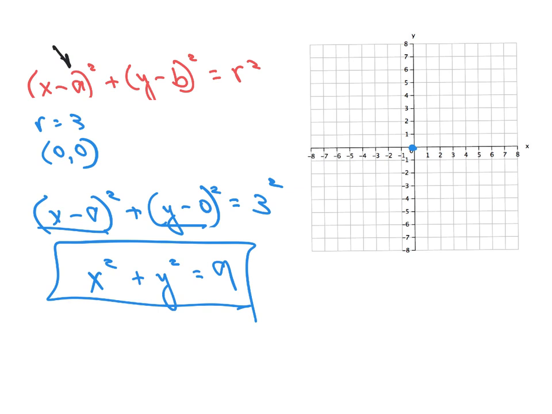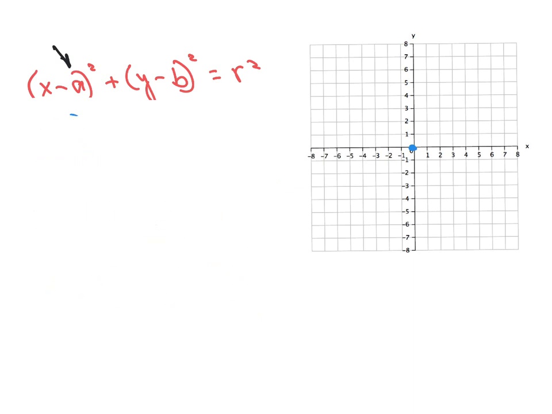So let's move on to one more, and then we'll get into some that are a little trickier, but they're not too bad, and then we'll be done with circles. All right, example 6 says they want you to graph x squared plus y squared equals 9.